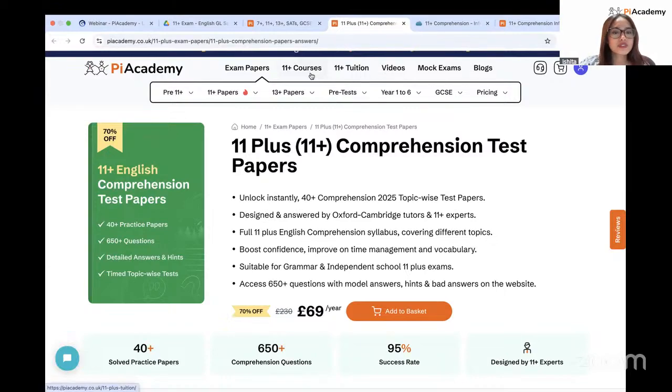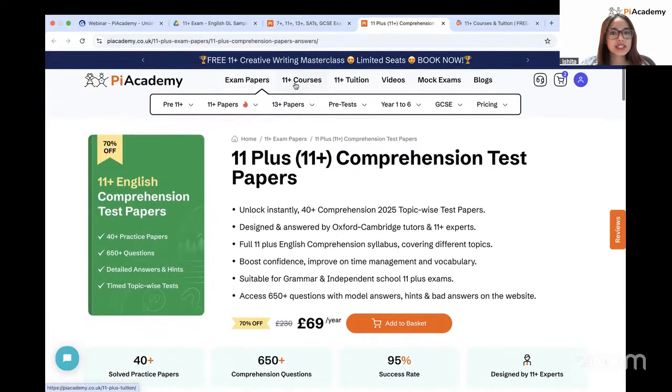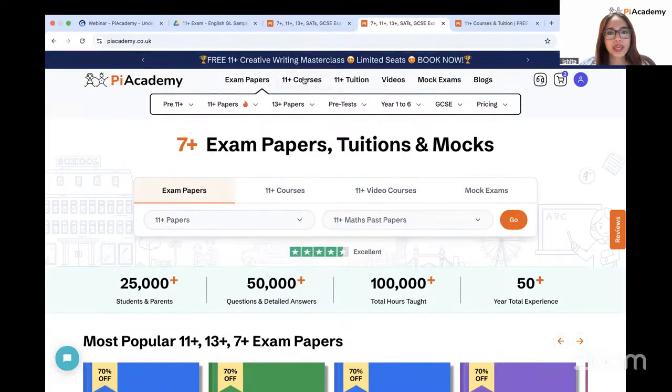Another cool thing I would love to show you guys is 11 plus courses as well. So if we go onto the 11 plus courses section, it's right here at the top of the mega menu. You can also find it right at the top here again.